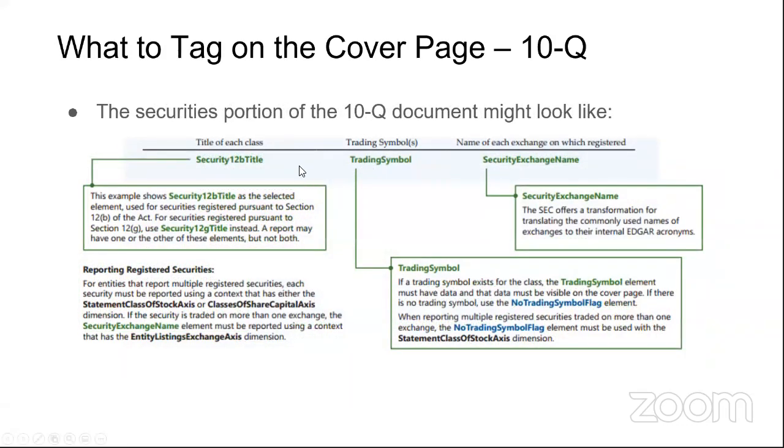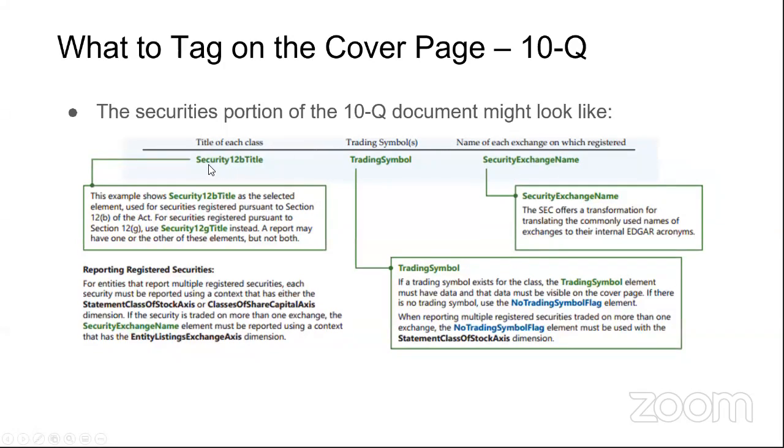Our securities portion will look like just generally this simple example for one security where you have only your security 12B title or 12G title, your trading symbol, and your security exchange name. And if you only have the one row, you only have to tag those elements. You don't have to use any dimensional information.